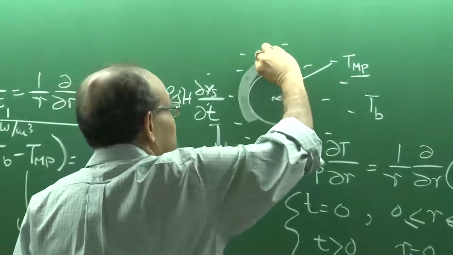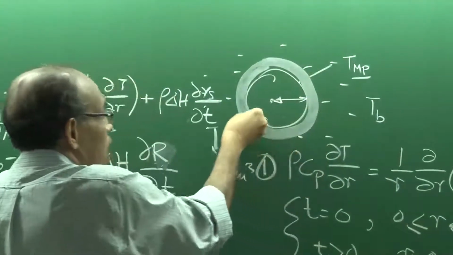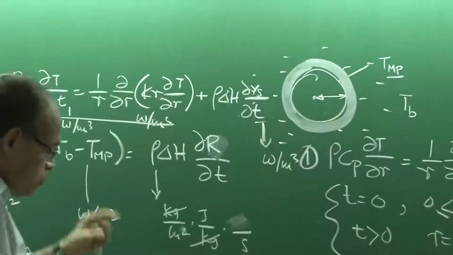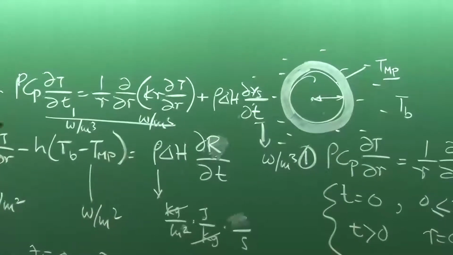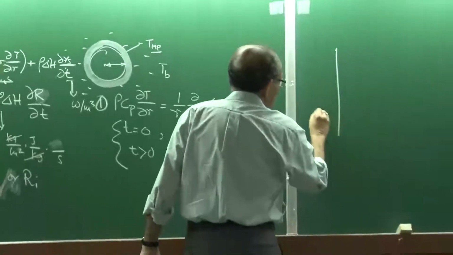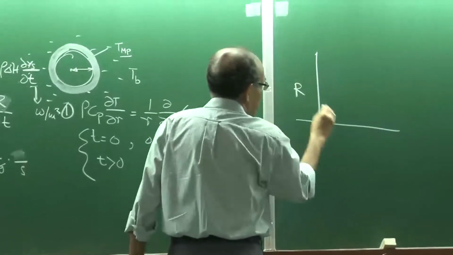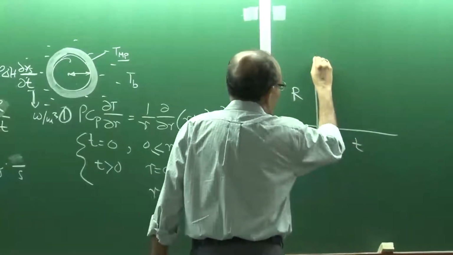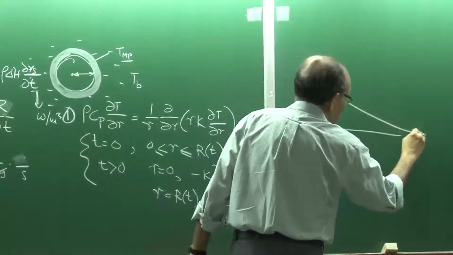The shell could be thick or thin, and the shell remelting could take place very quickly, but nonetheless, if you plot the radius, typically in a pure melting problem, we will see that the radius will continuously decrease as a function of time and it becomes 0.